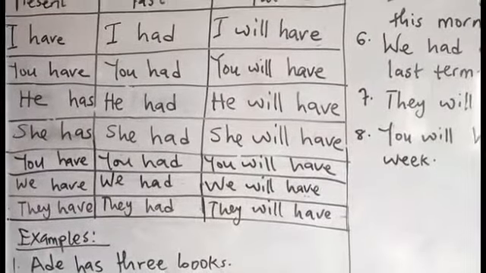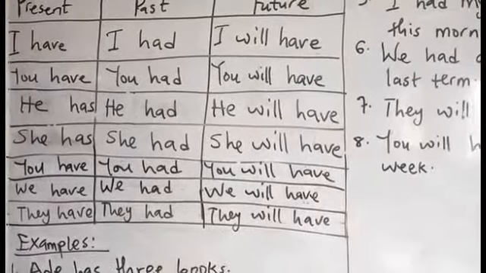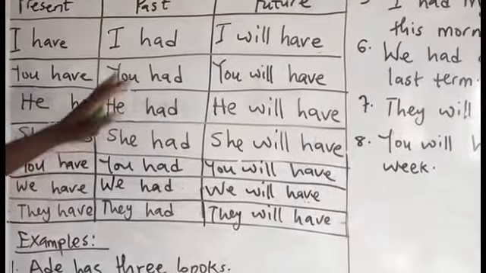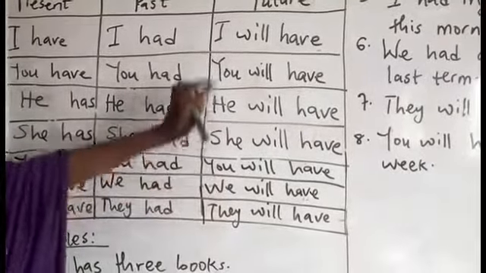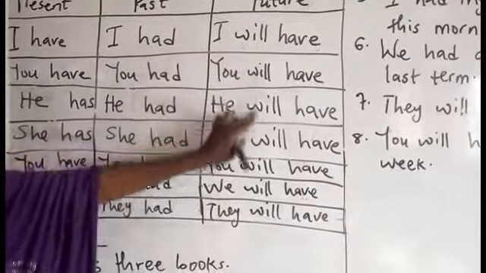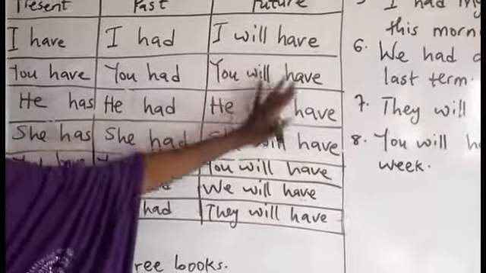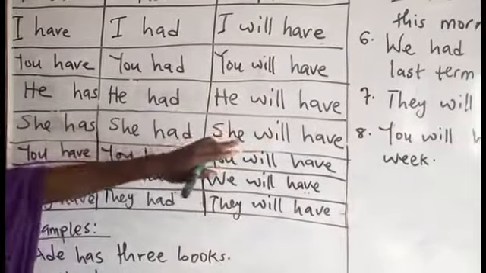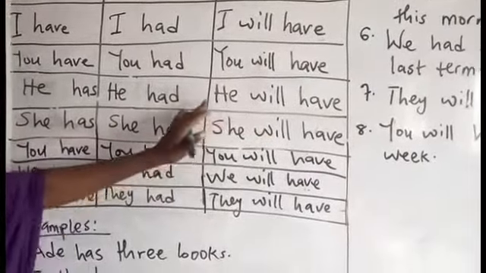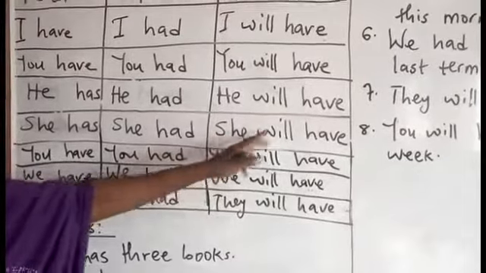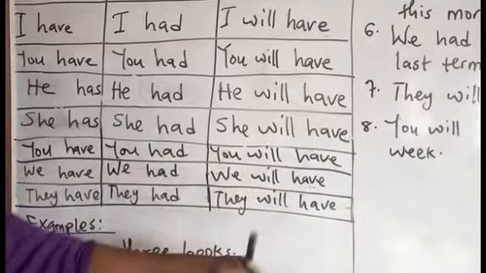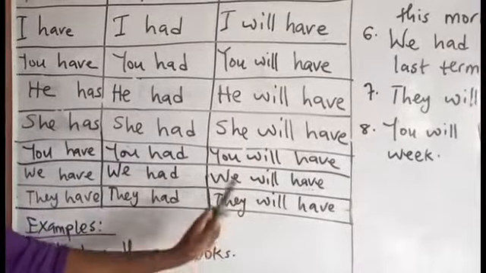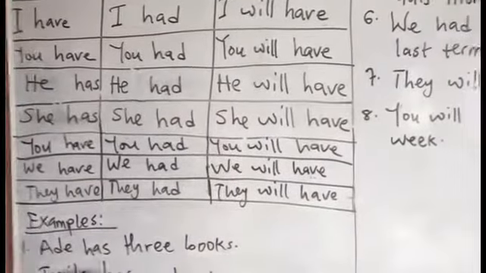Had. Now in the future tense, the pronouns remain the same, and we have an addition of will all through, and the verb runs the same all through. I will have, you will have, he will have, she will have, you will have, we will have, and they will have. Now there is no change.